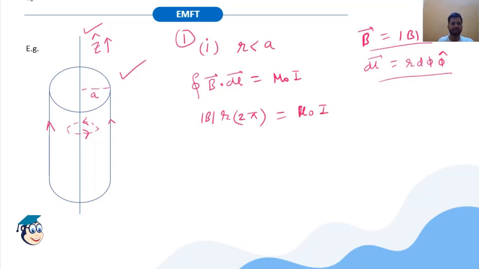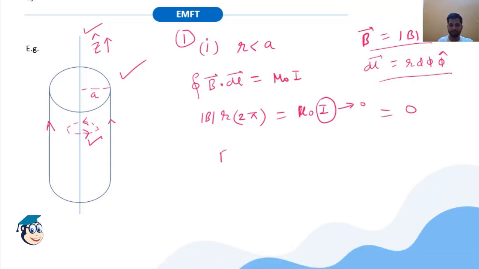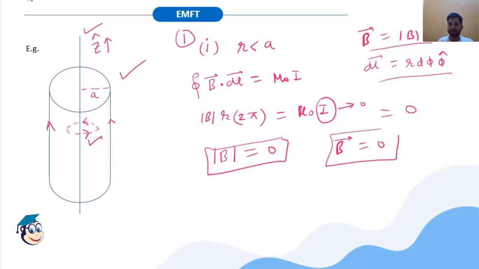But you can easily see, as the current is only on the surface of the cylinder, so in this particular Amperian loop which is inside of the cylinder, the current enclosed is 0, so that part is going to be 0. So RHS is completely 0. So on the left side we have mod B and RHS is 0. Okay, so magnetic field is 0 inside of the cylinder, which is having the current on the surface of the cylinder only. Okay, so it was the first case, first sub case r less than a.